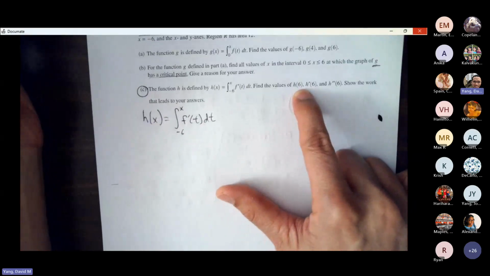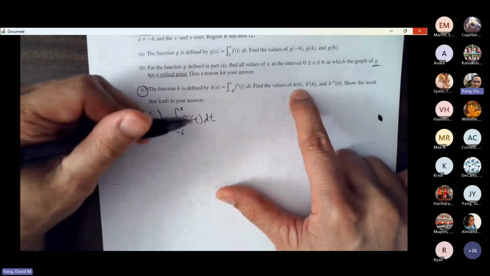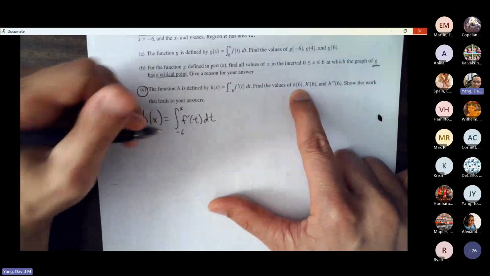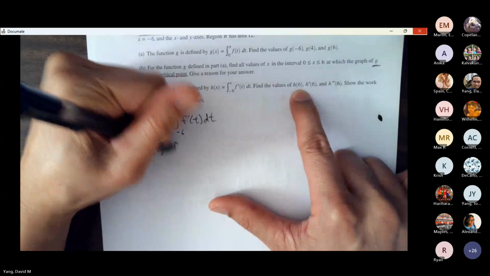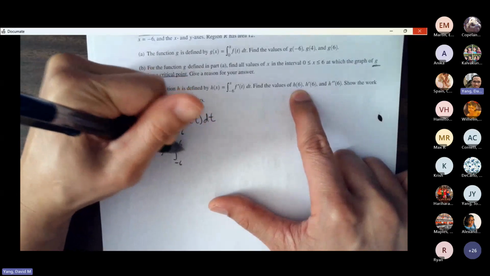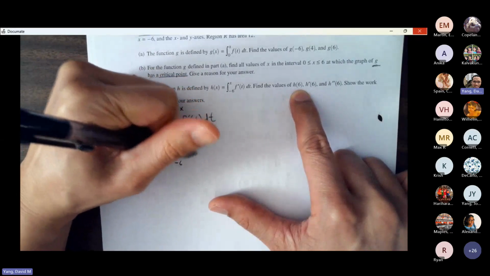Okay, let's first find h of 6. We can just use the function that they provide for us to do that. So h of 6 is the integral from -6 to 6 of f prime of t dt.